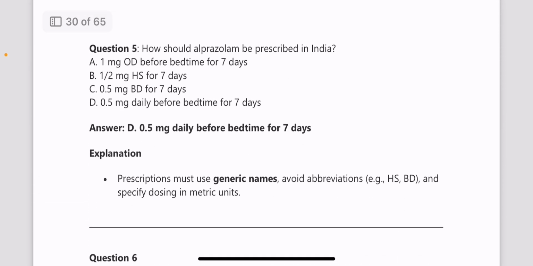Next question, how should alprazolam be used in India? Answer is 0.5 mg daily before bedtime for 7 days. And how to write a prescription is very, very important, guys. Please learn them. And in prescriptions we use the generic names and avoid abbreviations, and also specify dosing in metric units.